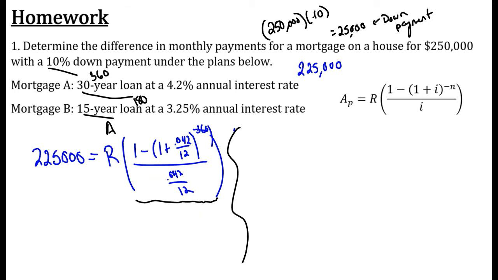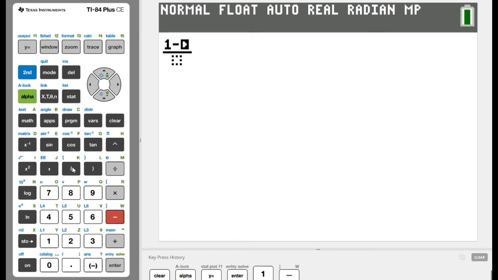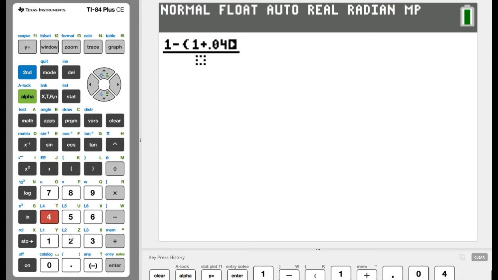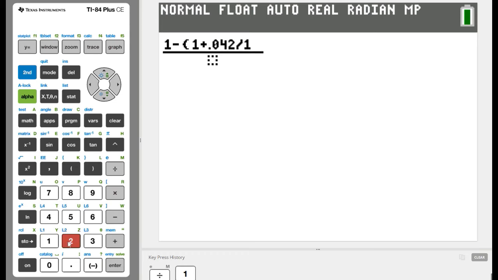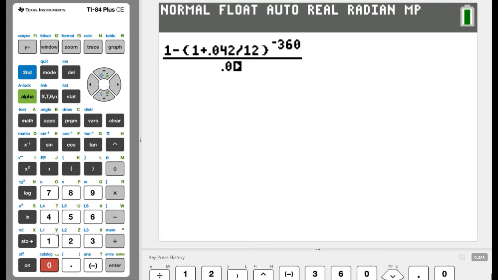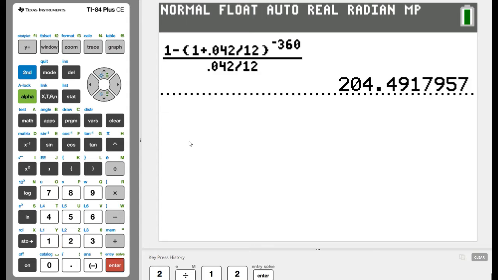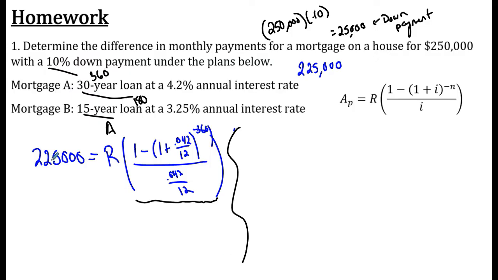So let's go to our calculator here. Let's make a fraction. Alpha y equals, enter. 1 minus 1 plus 0.042 divided by 12, raised to the negative 360, all over 0.042 divided by 12. That's going to be that number that's next to R. So that number times my monthly payment will give me the loan amount.